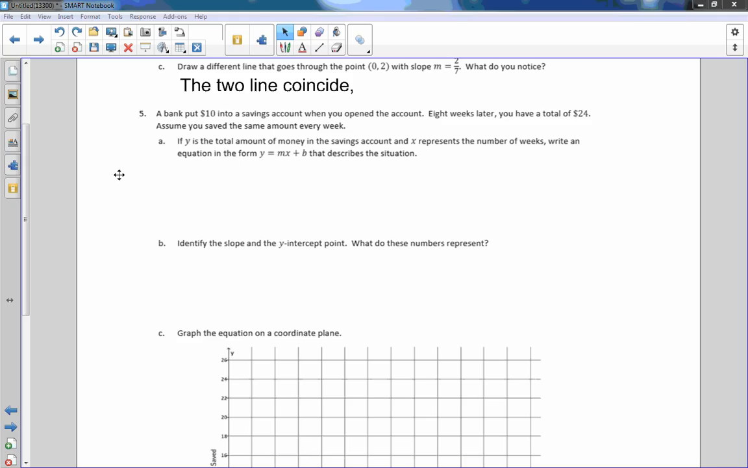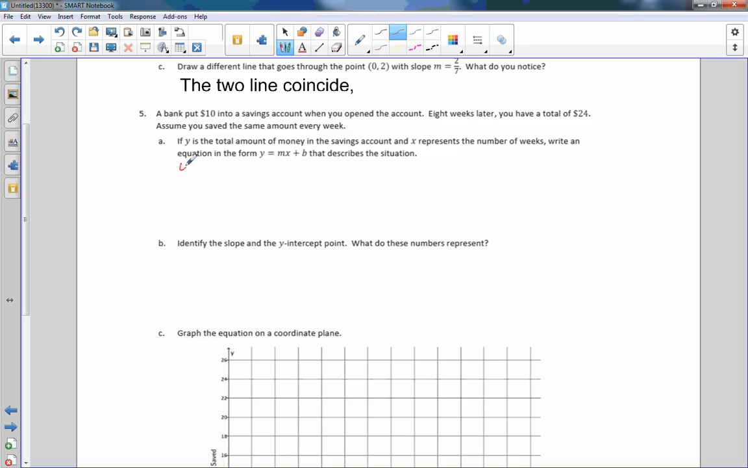Okay, number 5. A bank puts $10 into a savings account when you open the account. 8 weeks later, you have a total of $24. Assume you save the same amount of money every week. Okay, A says if y is the total amount of money in the savings account and x represents the number of weeks, write an equation in the form y equals mx plus b that describes the situation.